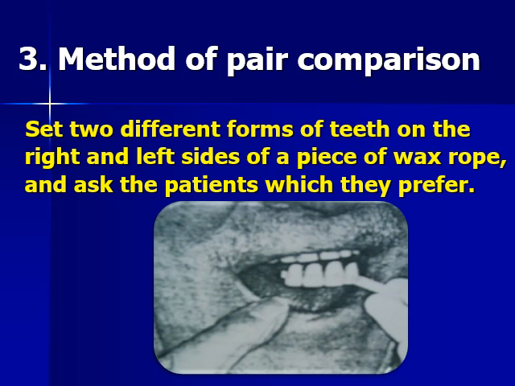Finally, the method of pair comparison, as explained, was explained for the shade and the size of teeth. Also, now we explain it for the form of teeth. A set of two different forms of teeth on the right and left side is fixed with a piece of wax rope, and we ask the patient which form they prefer.